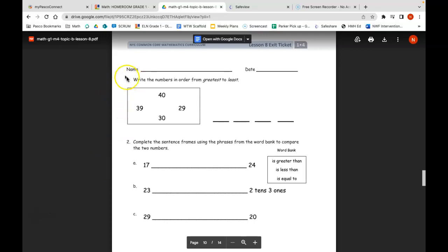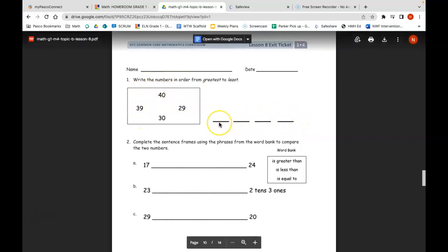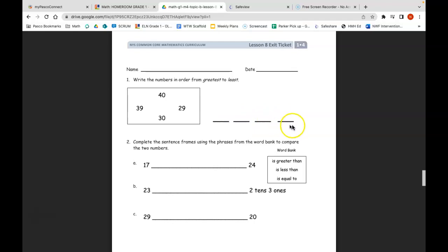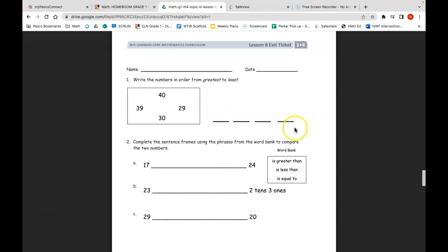So for number 1, the first thing I want you to do is order these numbers from greatest to least. Okay, remember greatest means biggest, least means smallest. So you're going to put these 4 numbers in order from greatest or biggest to least or smallest numbers. You're going to write these numbers on this line in biggest to smallest.